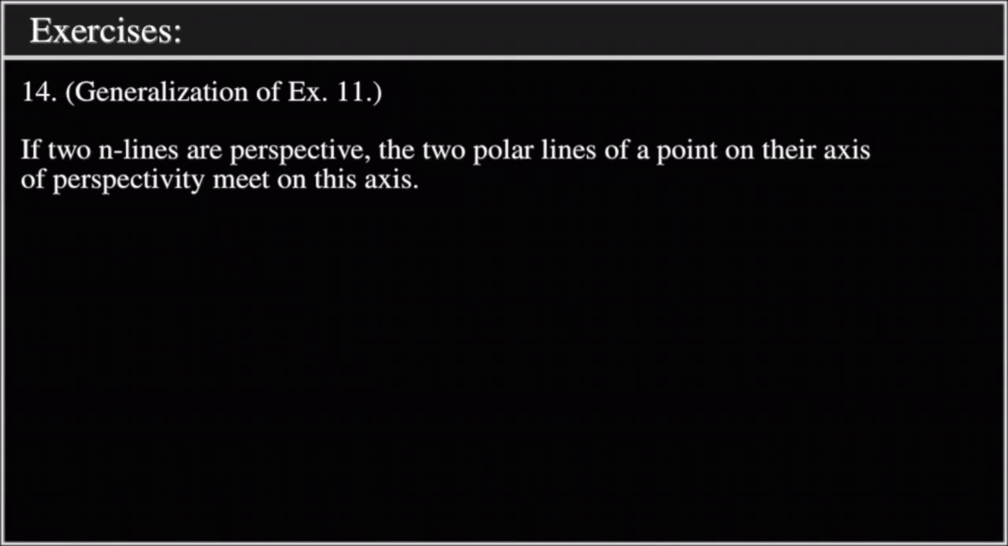14. Generalization of Exercise 11. If two n-lines are perspective, the two polar lines of a point on their axis of perspectivity meet on this axis.